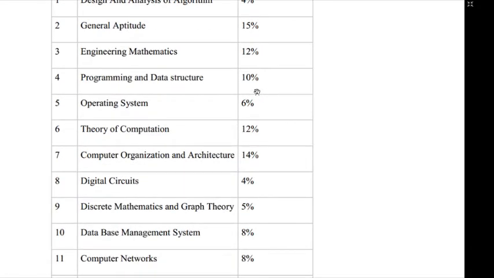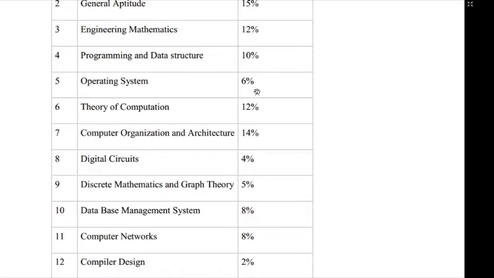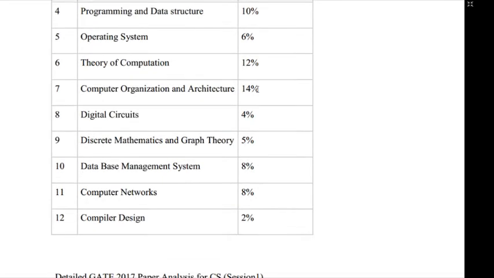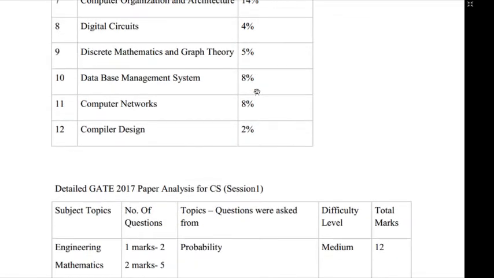Digital circuits has 4%, discrete mathematics and graph theory 5%, and database management 8% of questions have been asked in this particular part. Computer networks 8% similarly, and finally compiler design has the least, with 2% of questions. Now we will look at the question distribution in each and every topic.